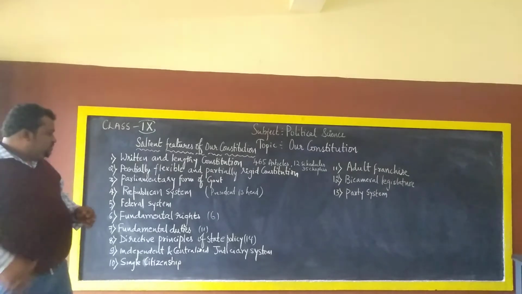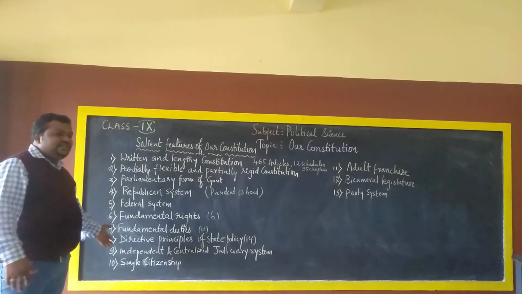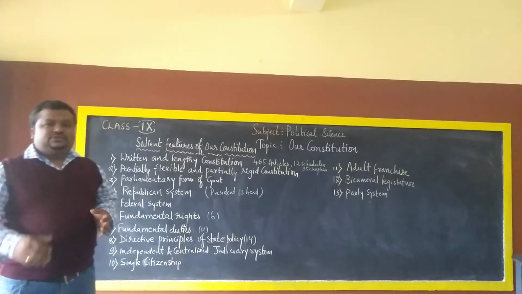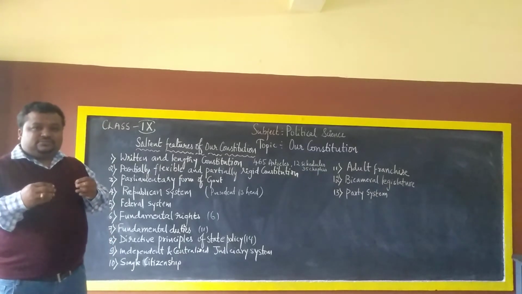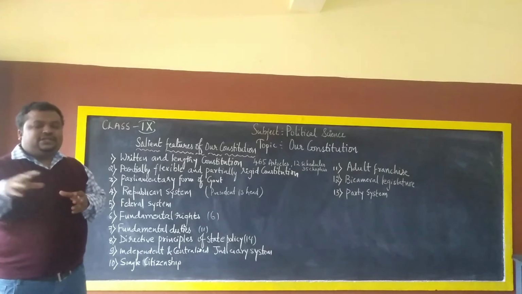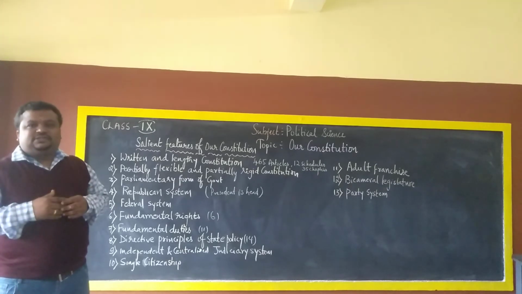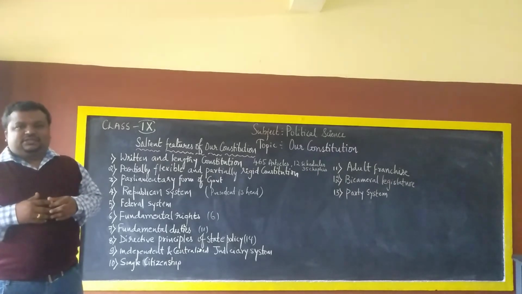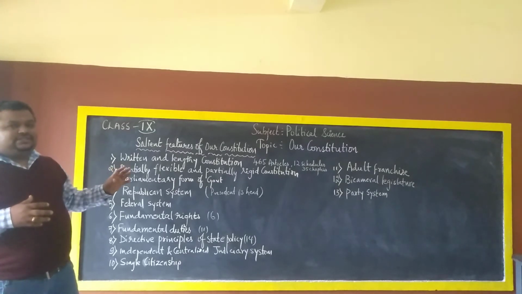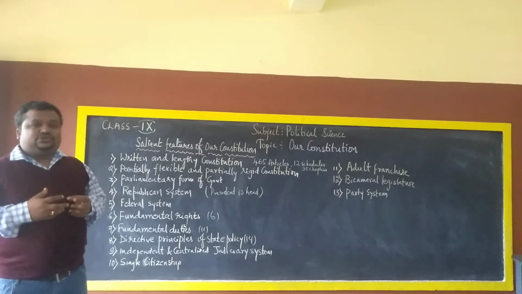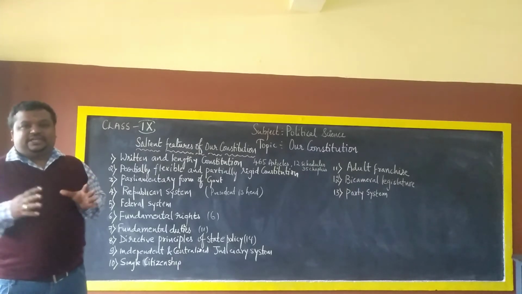Understood? Then there is single citizenship. What do you mean by single citizenship? You all know that. When you stay in a particular place for 5 years, you will get citizenship. Like a voter card, we say. So that is called single citizenship. That can be used all over the country. Understood? It's a citizenship of India.